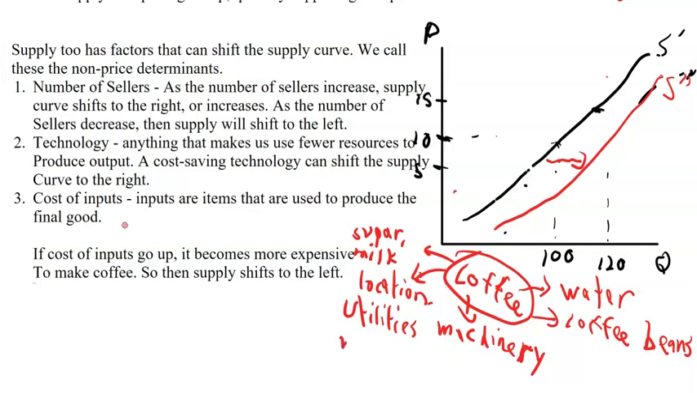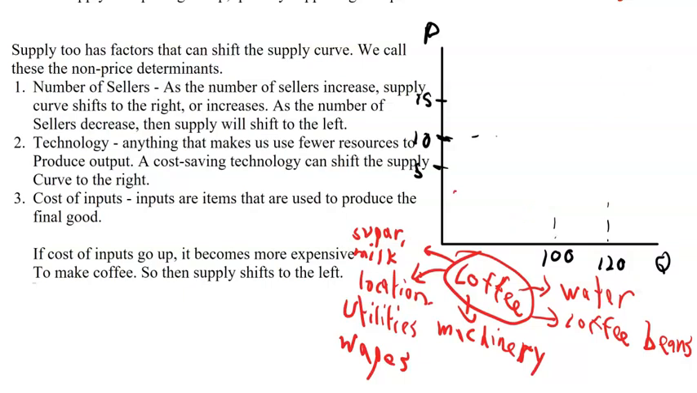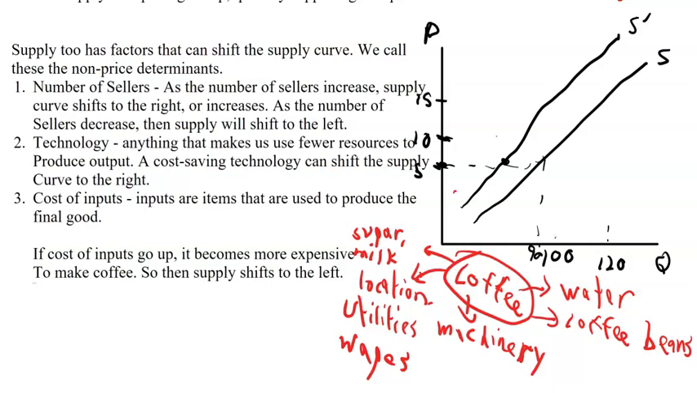Another input is wages to the workers, which I just remembered. So imagine we already have a supply curve, and let's say the cost of sugar and coffee beans all went up. In that case, if this is my supply curve, it now becomes more expensive for me, at a given price, to provide this much coffee. So let's say at 90 units, then I have to reduce my output, and my supply curve shifts to the left if input costs go up.